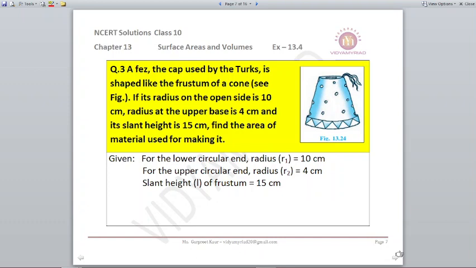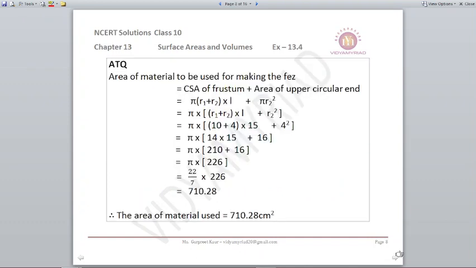Now we are given certain information. We know the lower circular end r1 is 10 centimeters, r2 is 4 centimeters, and the slant height is 15 centimeters. Using this information, we can find out the area of the material that is used. For that, we will be finding out the CSA of the frustum plus the area of the upper circular end.